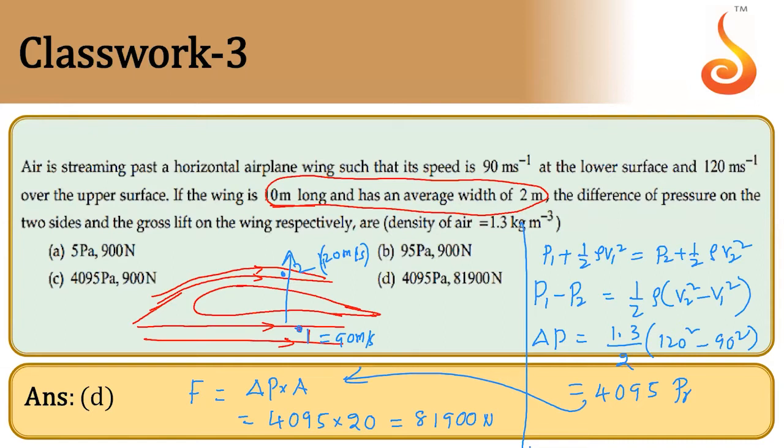Applying Bernoulli's principle, where and where are we comparing? At the bottom of the wing and at the top of the wing. Bottom of the wing, top of the wing, we are applying Bernoulli's principle. Done? Yes, mains and some advanced questions are also there. Done, children? Okay. Shall I go to the next one? Okay. Next one.